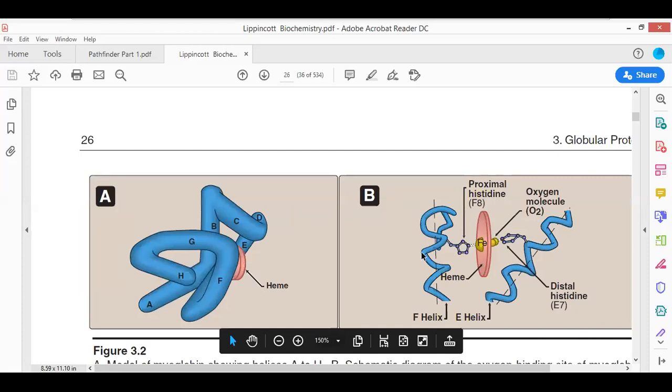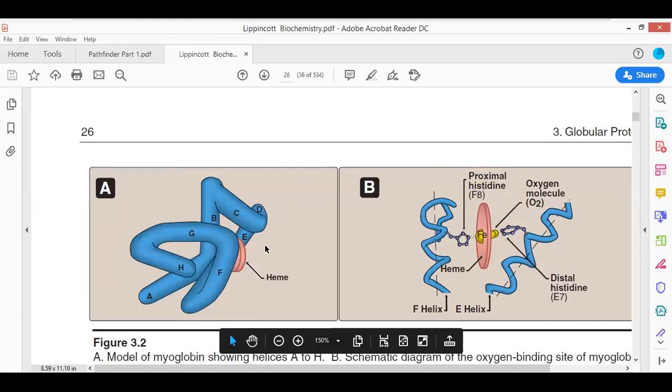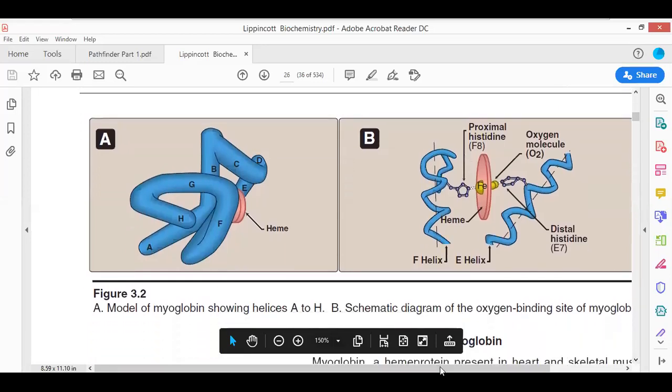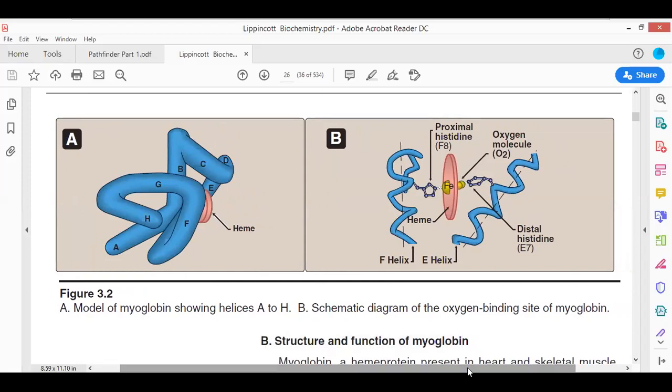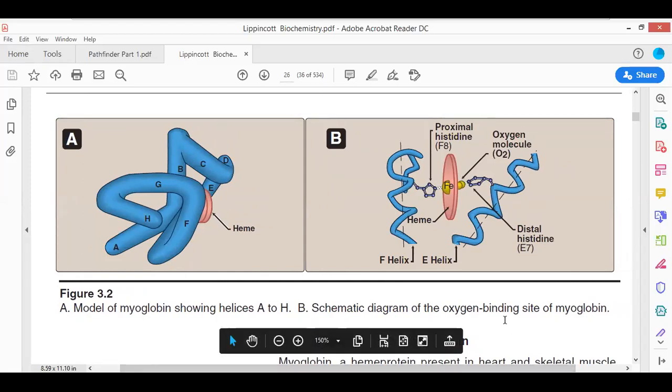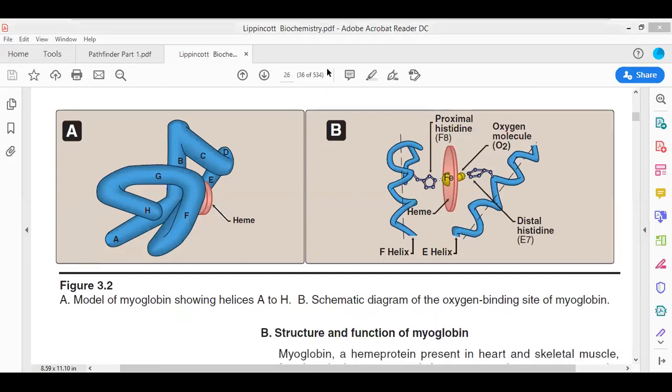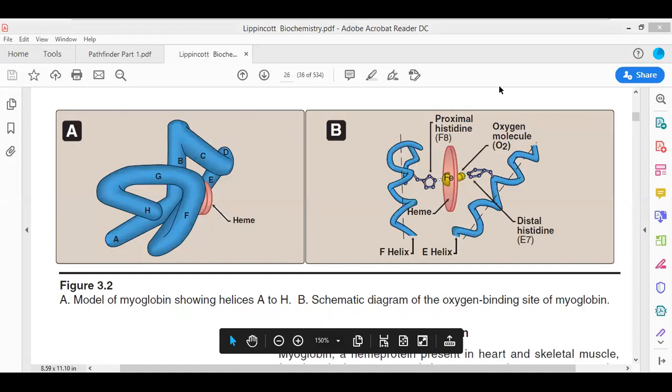See, this is what is going to happen. This is a model to explain the structure of myoglobin. Please, anybody could answer, you can look at this particular structure. Are you able to visualize the structure given in Lippincott? Okay, yes, the majority of you are able to visualize it.